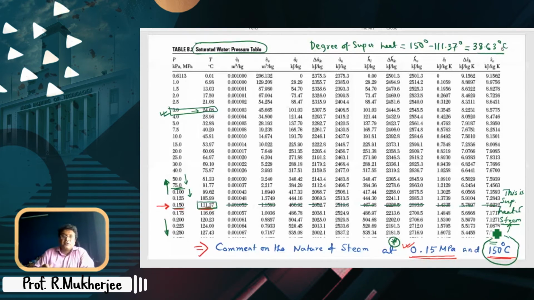Similarly, if you look into this particular data, for example, if your pressure is 0.2 megapascal, your saturation temperature is 120 degrees centigrade. So if you have water or steam or whatever at 0.2 megapascal and you have steam at 120.23 degrees centigrade, that is saturated steam. Now you can have, at 1 atmosphere, 100 degrees centigrade, either water or steam or a mixture of both.